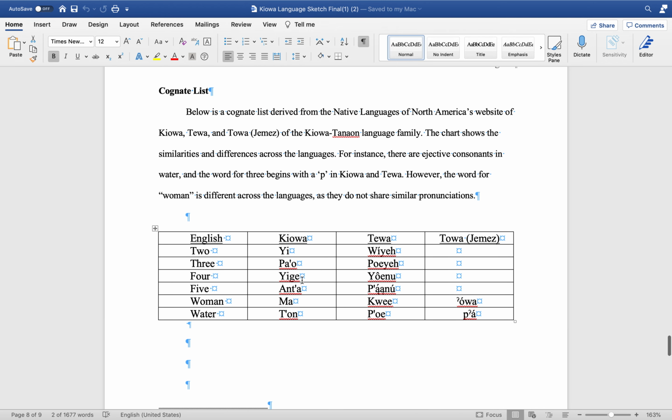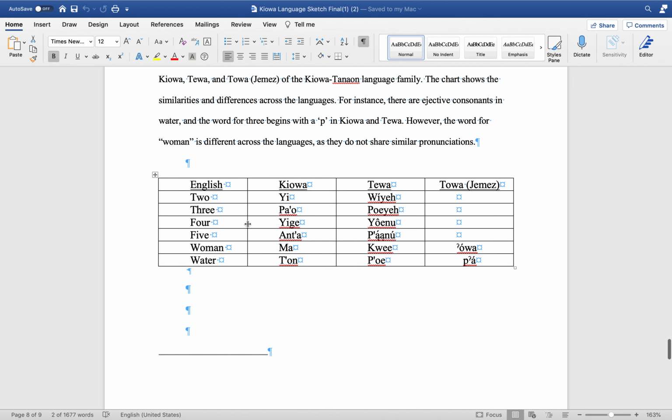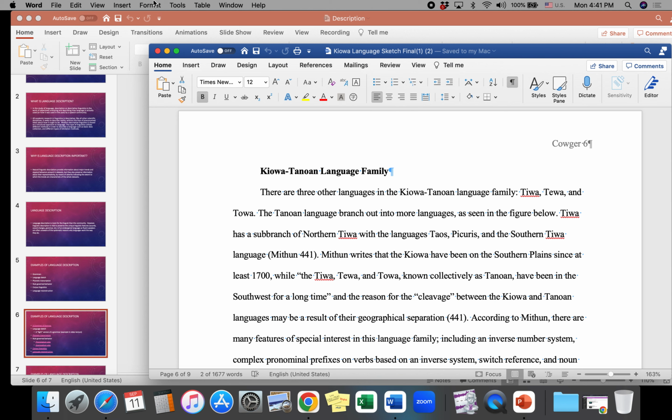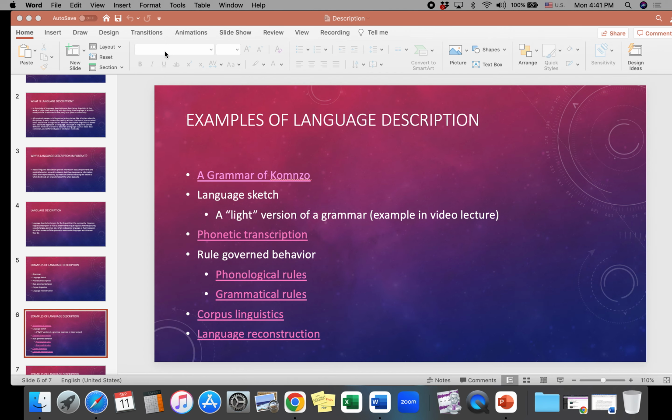A cognate list is a list of words in related languages, so you can compare and see if they're similar. So we have the English, the Kiowa, and the Tiwa. Tiwa is related to Kiowa, and Towa is more closely related to Tiwa than it is to Kiowa, but kind of comparing them here. And then citations. So as you can see, a language sketch, like I said, is just a light version of a grammar, and usually uses a grammar as its source.